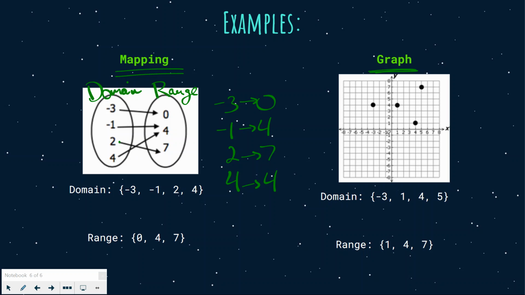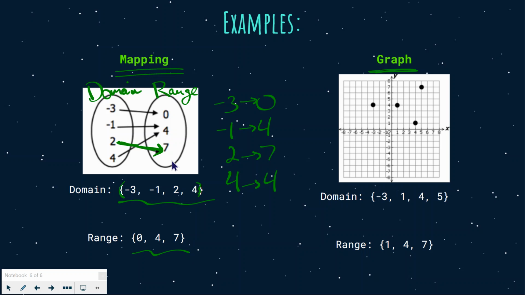Starting at 2, we know that that's going to go to 7. So whatever function we're putting this through, when we put in an input or a domain value of 2, we get an output of 7. That's really what that's showing. The domain is on the left. It's just listing out that set of numbers. And the range is on the right.